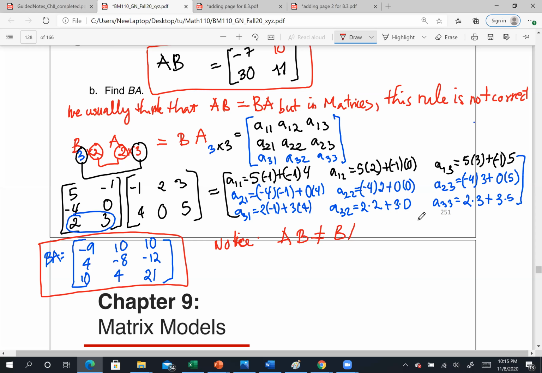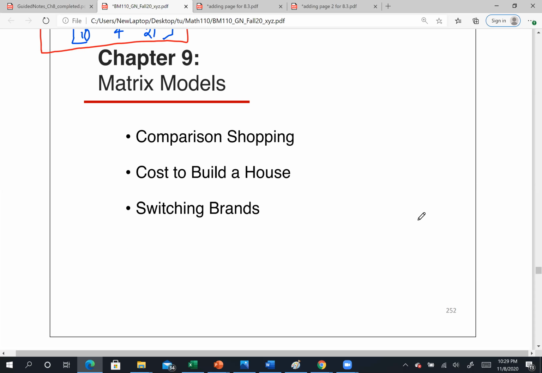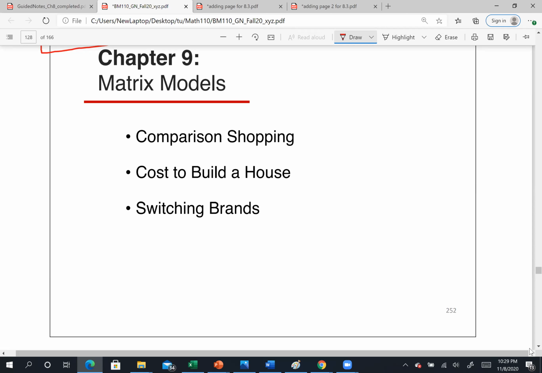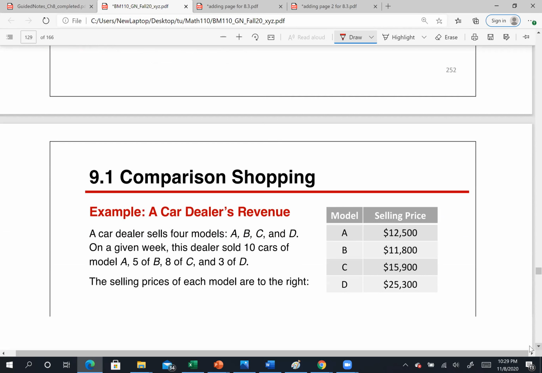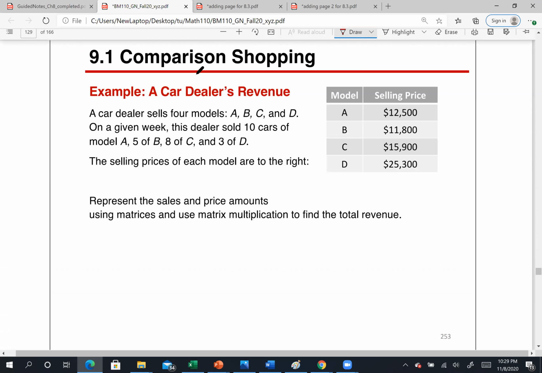Okay, now I'm just going to move to chapter 9, which is matrix models. In chapter 9, we're going to look at comparison shopping. We're going to find the cost to build a house and switching brands. Okay, so let's move to section 9.1, comparison shopping.